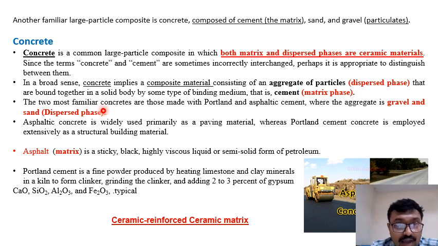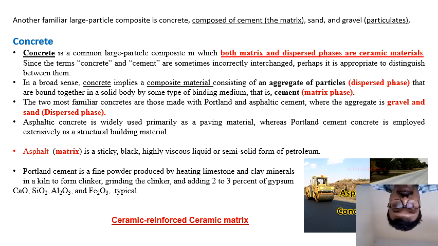The two most familiar concretes are those made with Portland and asphaltic cement, where the aggregate is gravel and sand, the dispersed phase. Asphaltic concrete is widely used primarily as a paving material, whereas Portland cement concrete is employed extensively as a structural building material. Asphalt, that is the matrix, is a sticky black, highly viscous liquid or semi-solid form of petroleum.